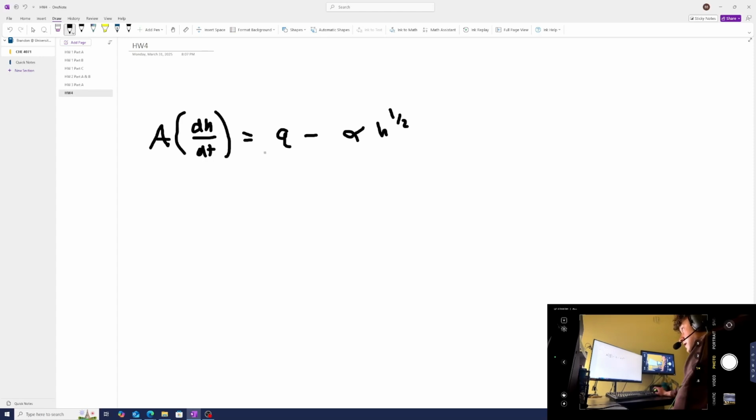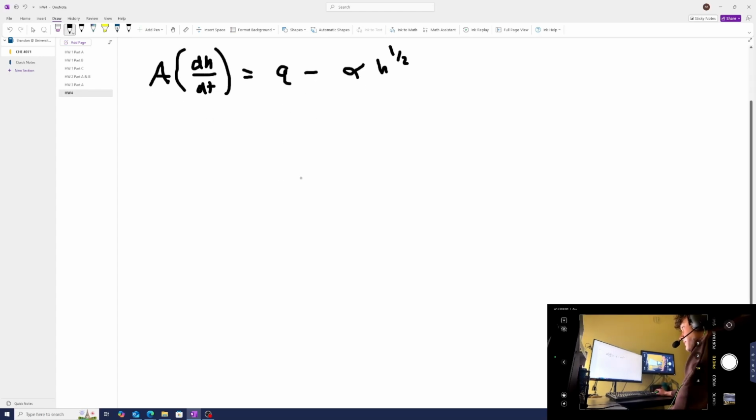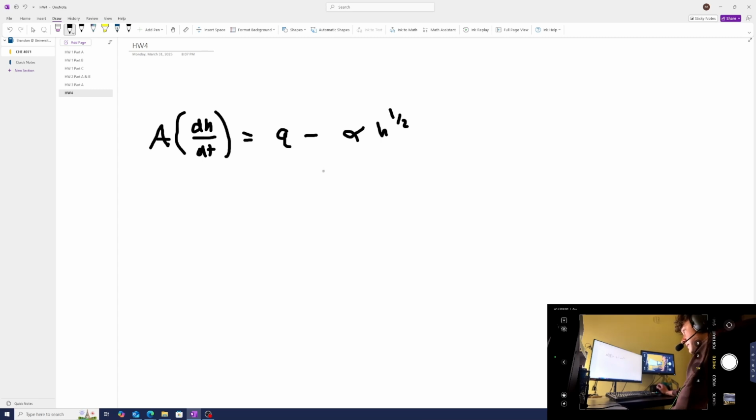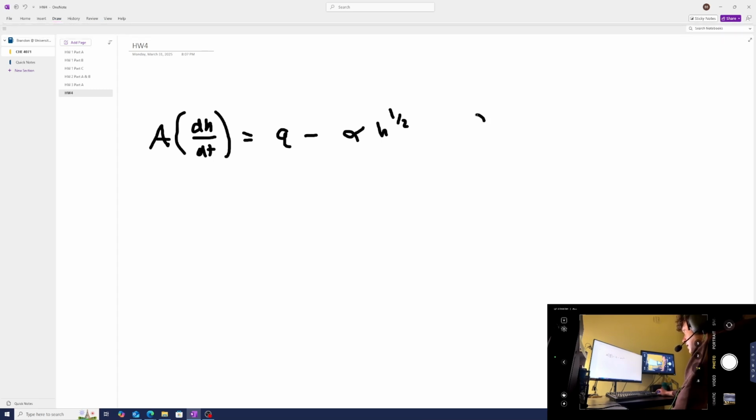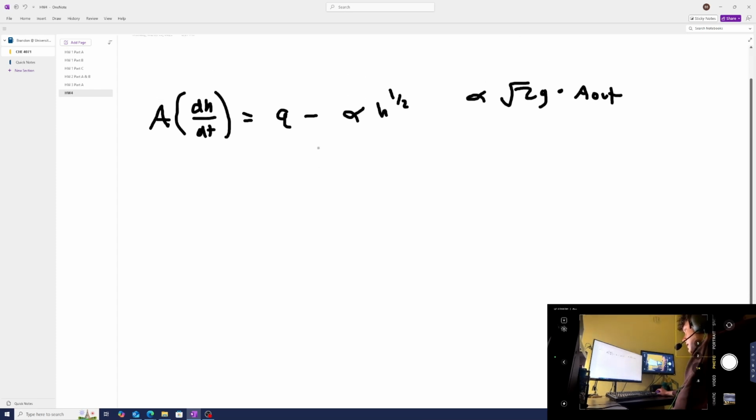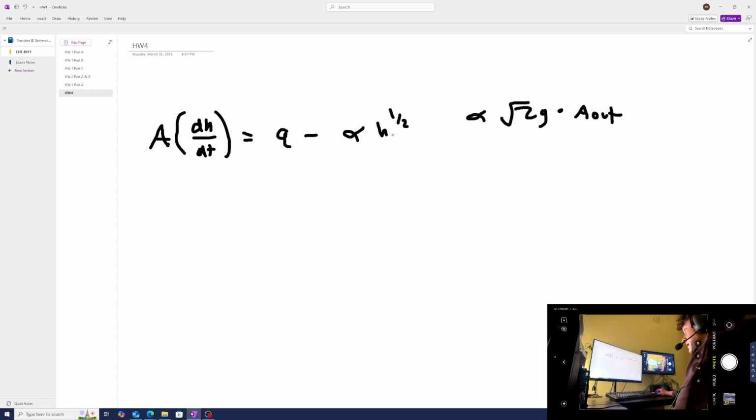For homework 4, part A, we're going to be starting with our non-steady state solution for our changing height of our tank level, which is our cross-sectional area times the change in height is equal to our flow rate coming in minus what's going out. So our alpha times square root of h, our alpha is just going to be the square root of 2g times our A out. So we replace this with alpha to simplify things in this scenario, and we still have our h to the 1/2 for square root of h.